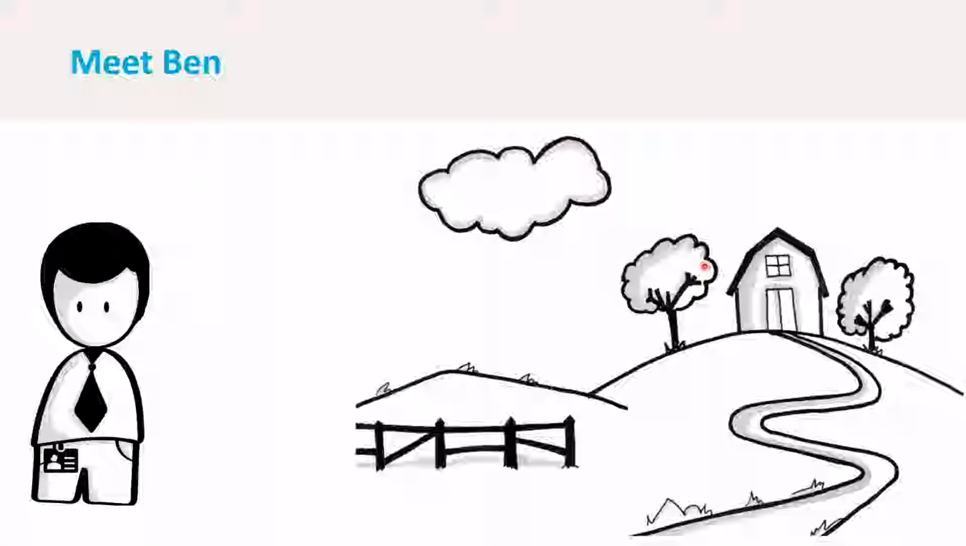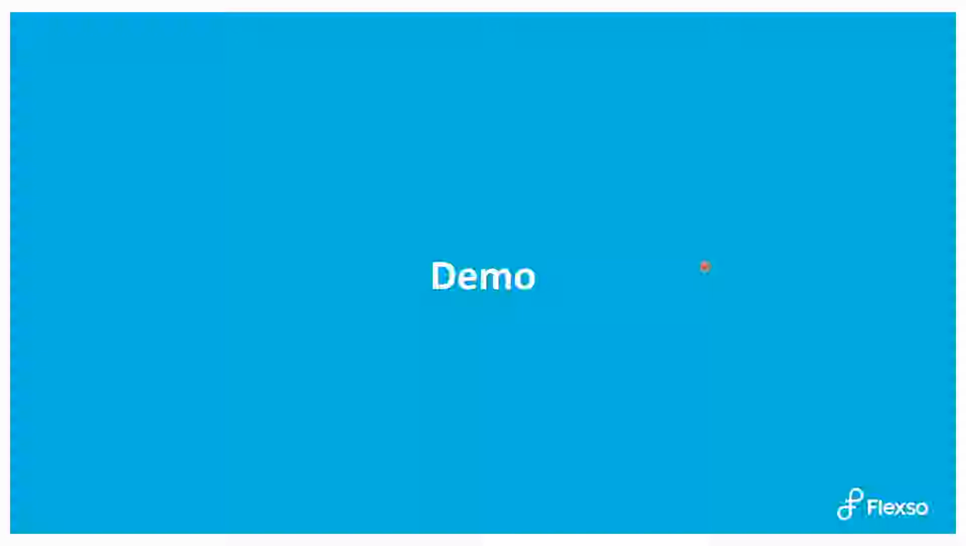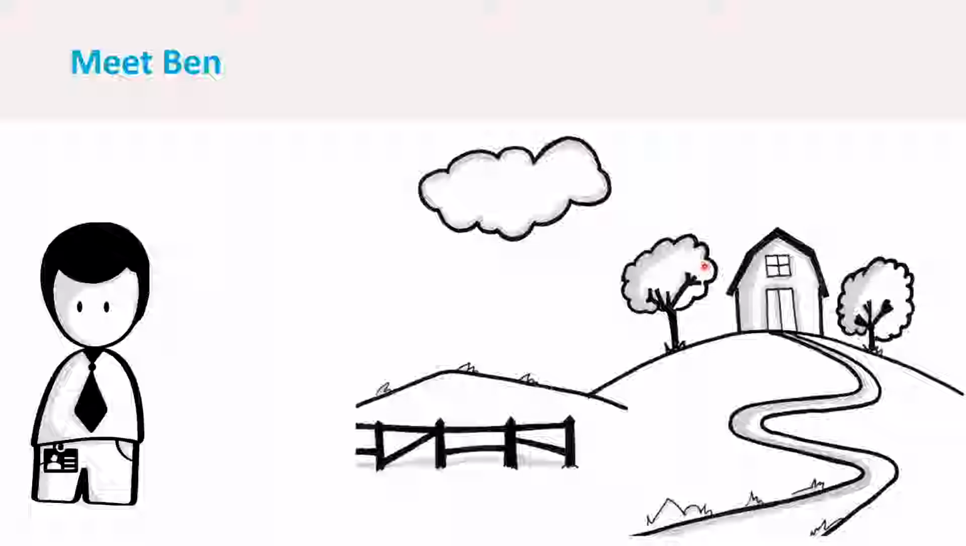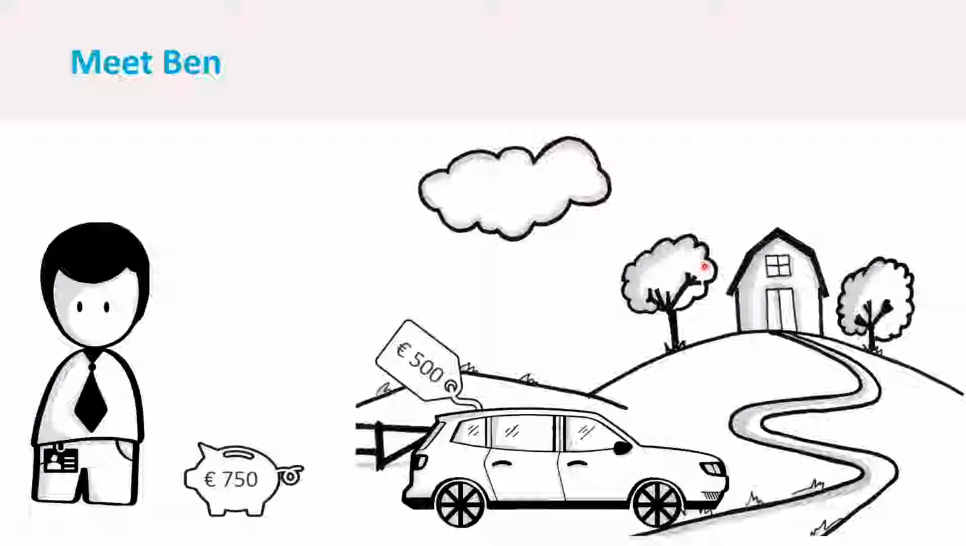So for a demo, that was the prototype. Now I'm going to show you the real application, and therefore I created a little story. This is Ben, and he's an employee of KBC, and he has a total budget of 750 euros a month. He already purchased a lease car for which he pays 500 euros a month, and also a smartphone for which he pays 50 euros a month.